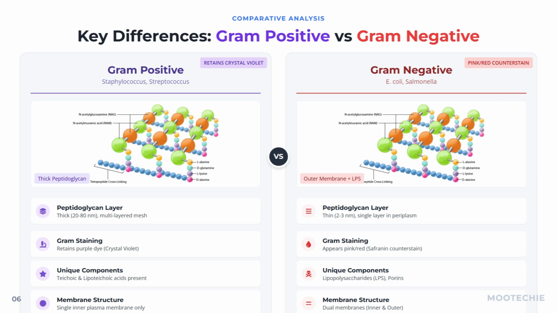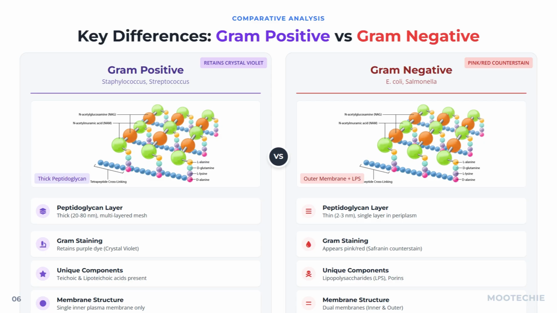For gram-positive, it's thick, 20 to 80 nanometers, a multi-layered mesh. For gram-negative, it's thin, 2 to 3 nanometers, a single layer in the periplasm. This is the most fundamental structural difference and the direct reason for how they stain.